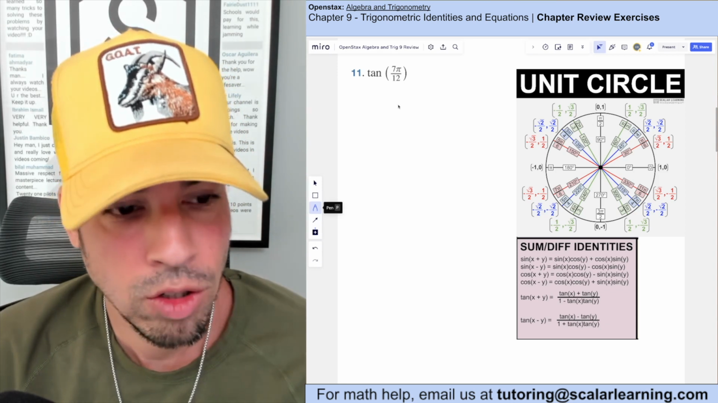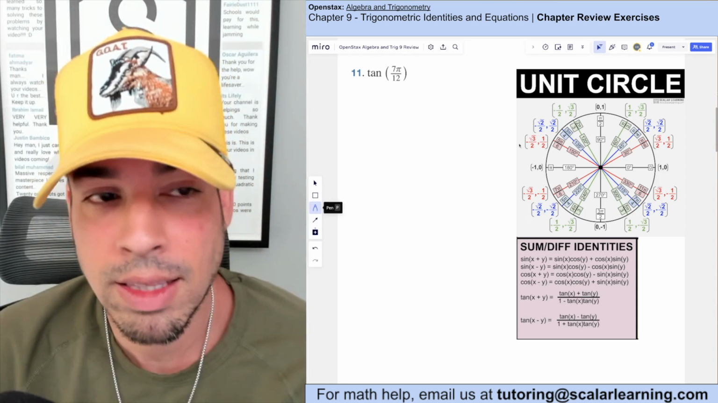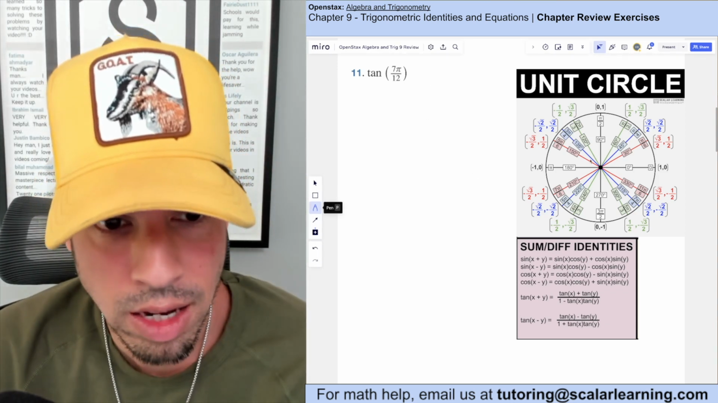So for this one, we're going to use the angle sum or difference identities because 7 pi 12ths is not an angle on here.